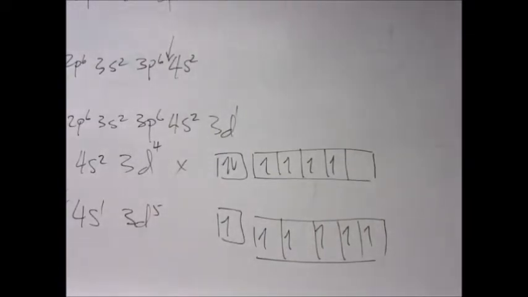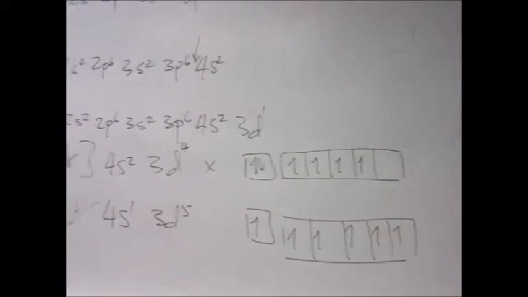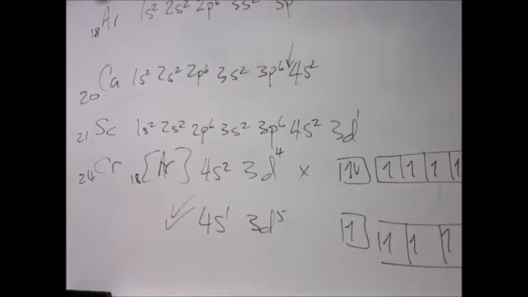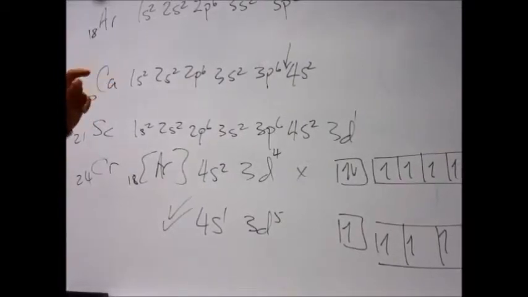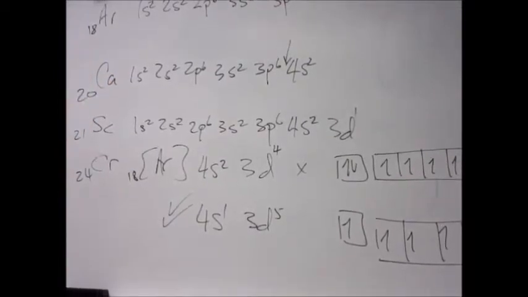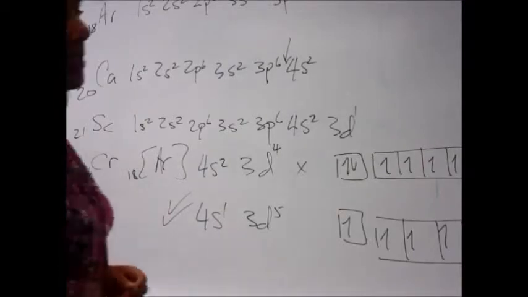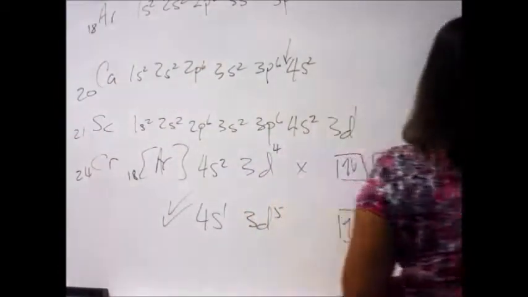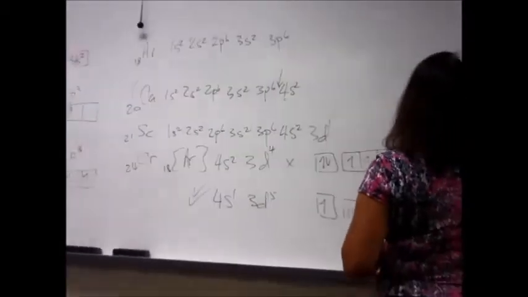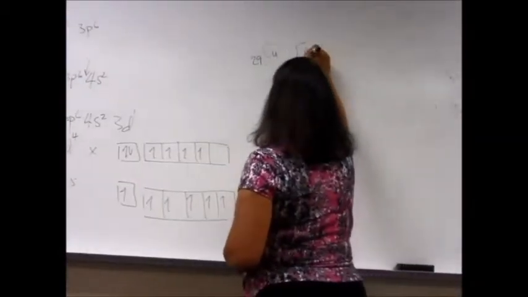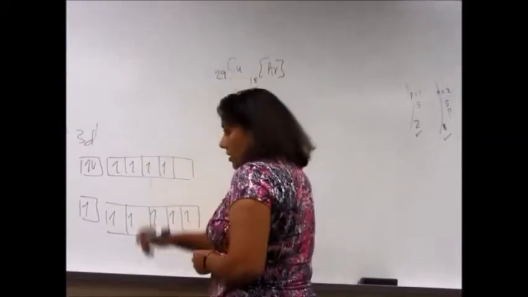So chromium has this, which means that molybdenum may also have this, which means that tungsten, W, may also have the same issue. The other issue will come when you get to copper, and copper is 29. Again, we can start with argon, as in argon 18.